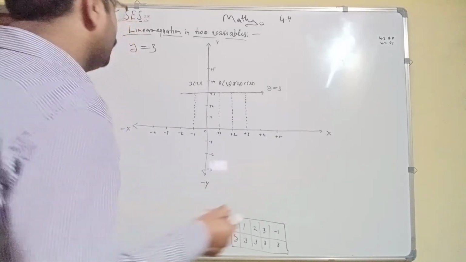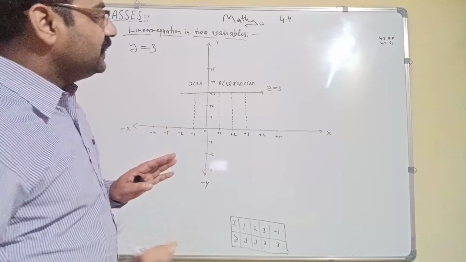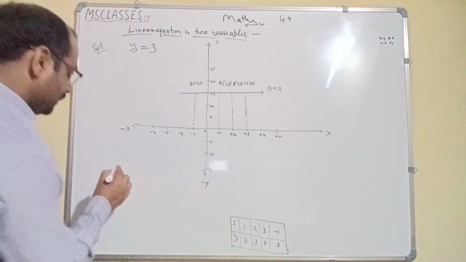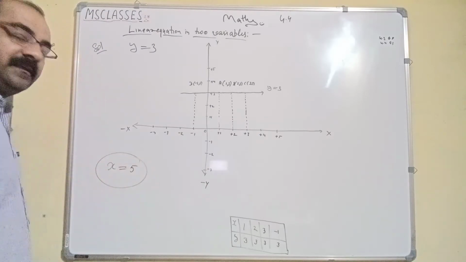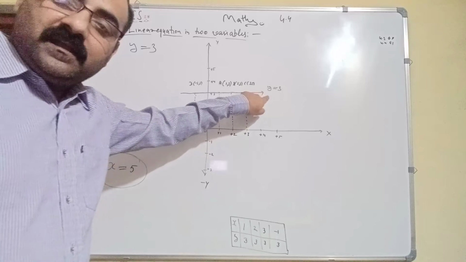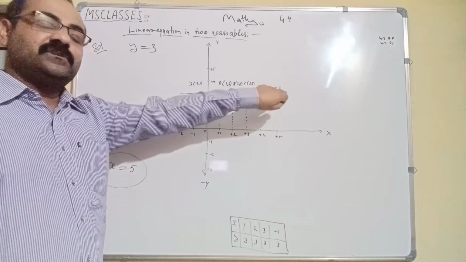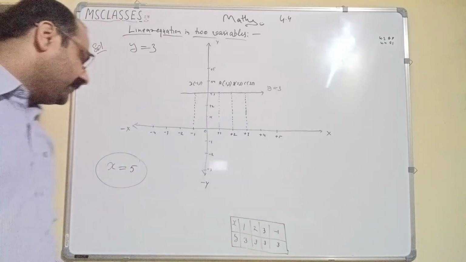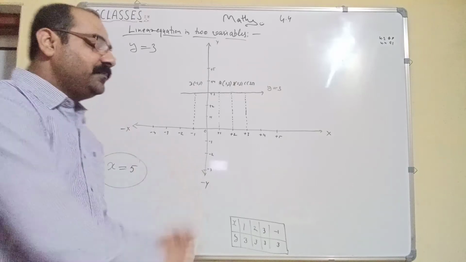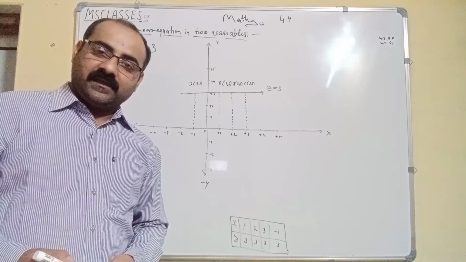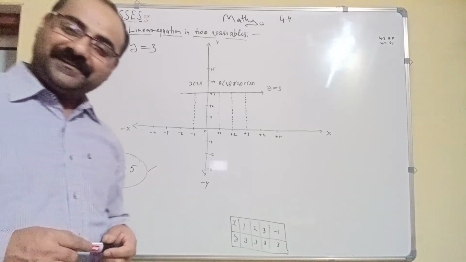Now guys, your homework is you have to plot a line. I made a graph of the equation y is equal to 3, but you will make a graph from the equation y is equal to 5. Guys, I hope you have understood the topic and try to solve this question, right?